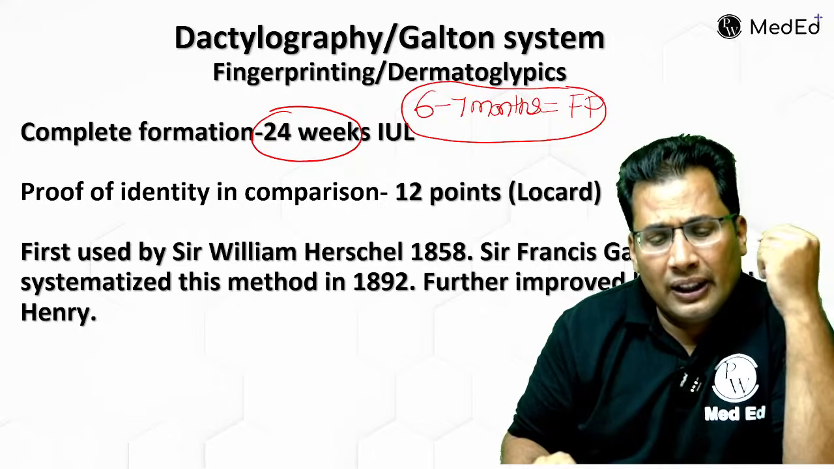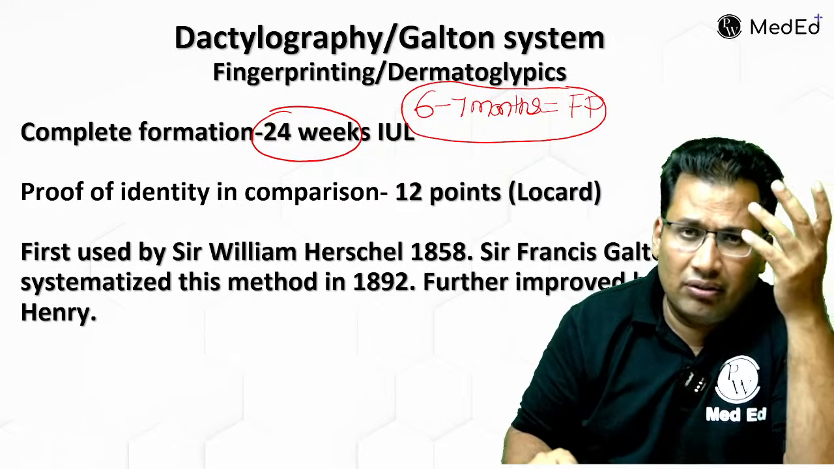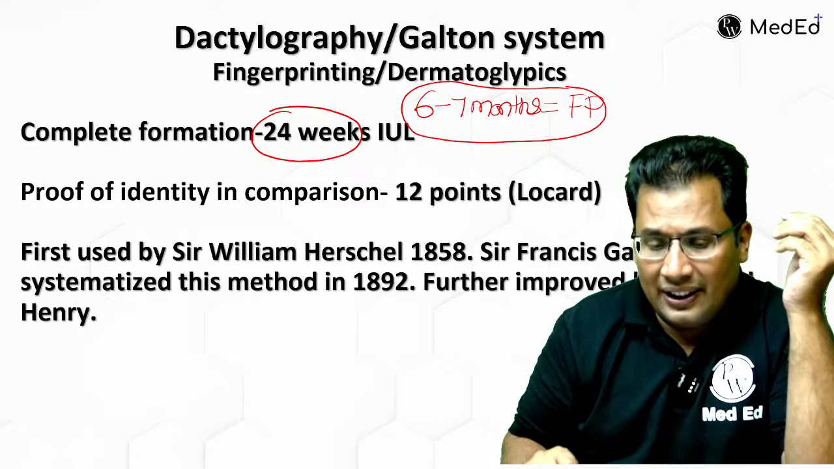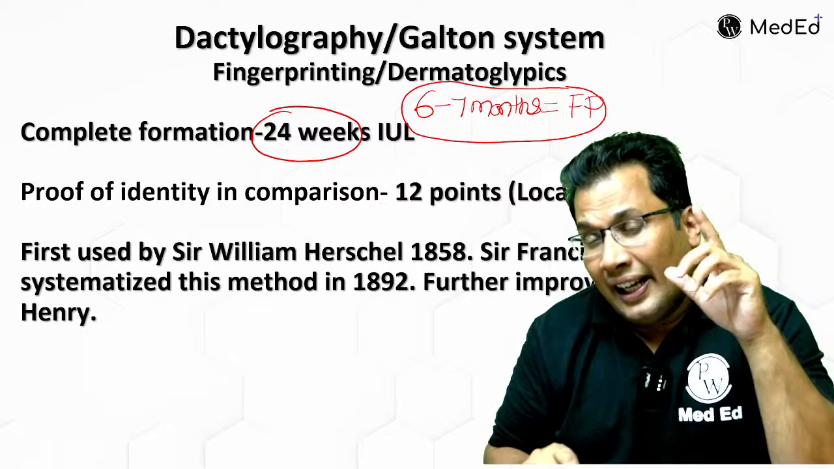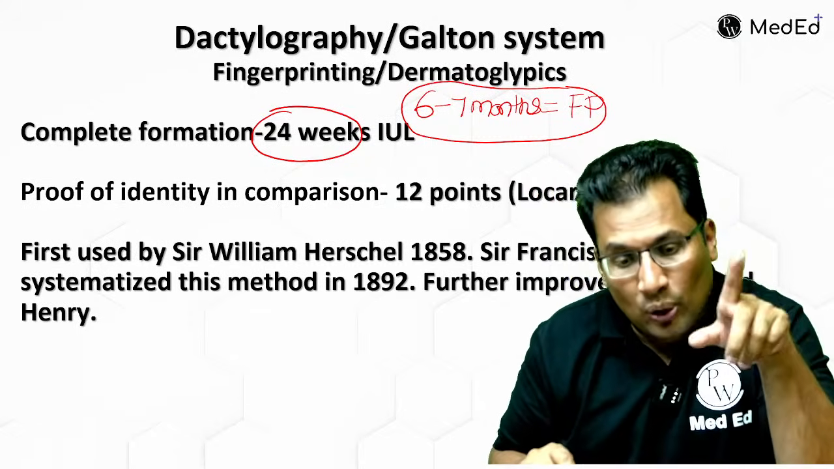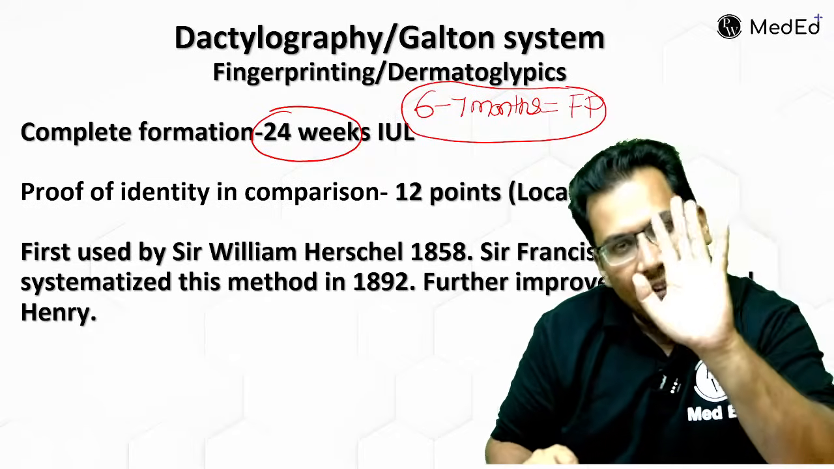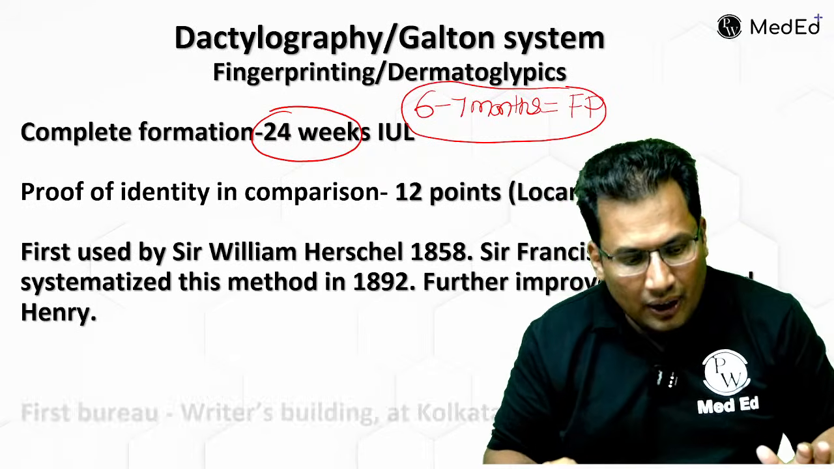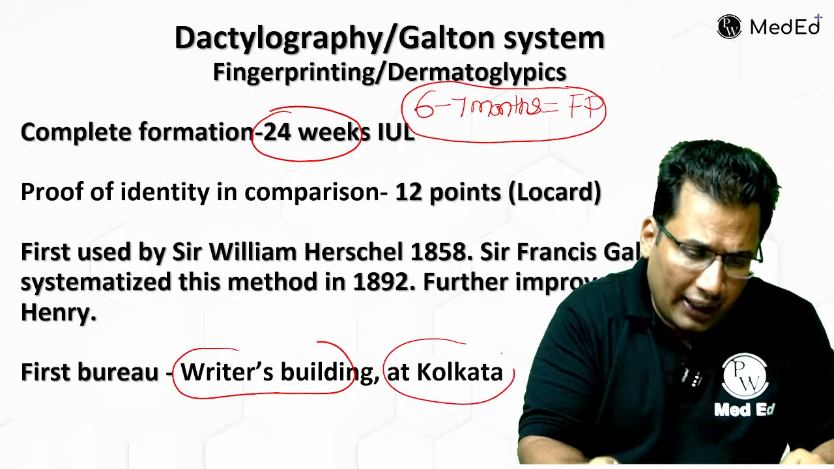It was first used by William Herschel in 1858, long back, around 150 years back. Francis Galton systematized this method in 1892, further improved by Edward Henry. That's why it is also known as Henry Galton system. Dactylography, dermatoglyphics, fingerprint, Galton system, Edward Henry system, everything that is same, that is fingerprint. Okay, chalo. Then first bureau, the first bureau was started in Writers' Building at Kolkata.